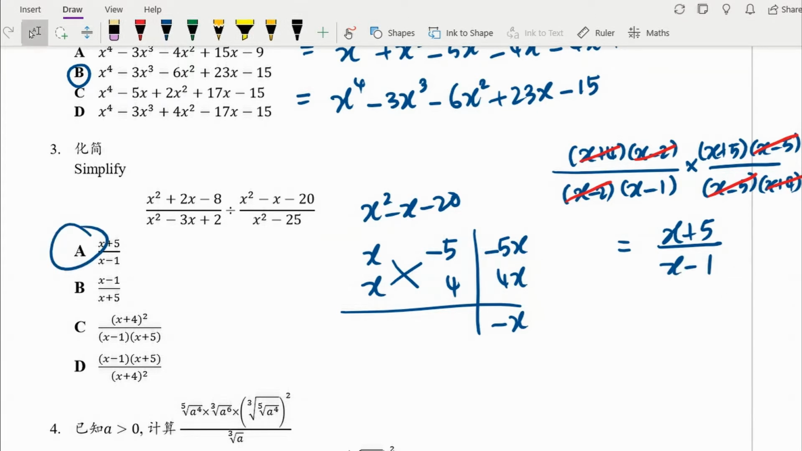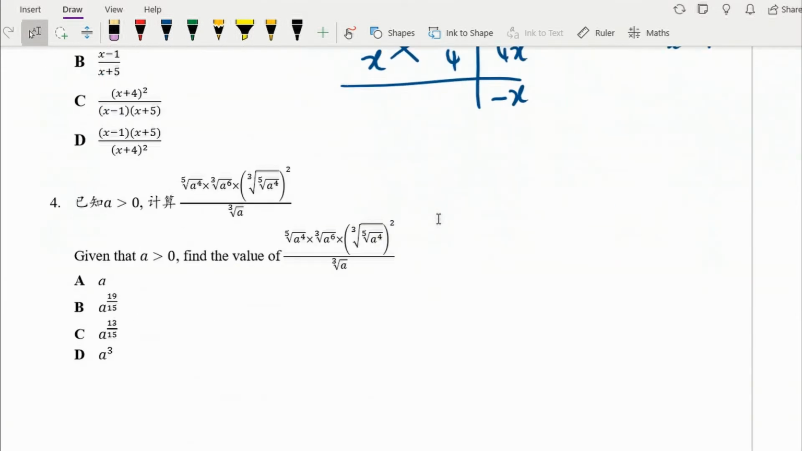Okay, question number 4. Yeah, this is an indices question. Again, it's actually your PT3 question. You just need to be careful when you expand the radicals. For this kind of question, you better write all the indices, all the powers, in fraction form, because the radicals are sometimes quite confusing. So we try to convert it into fractions for the power.